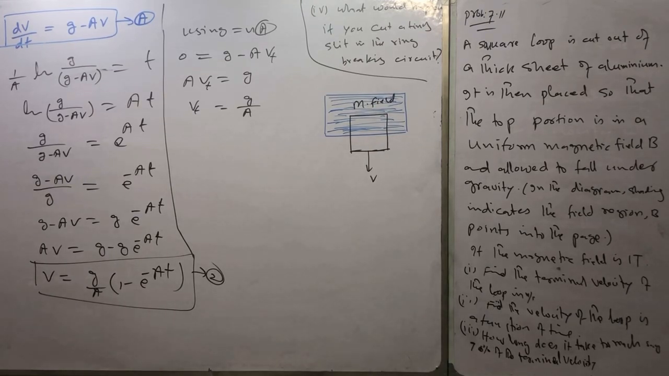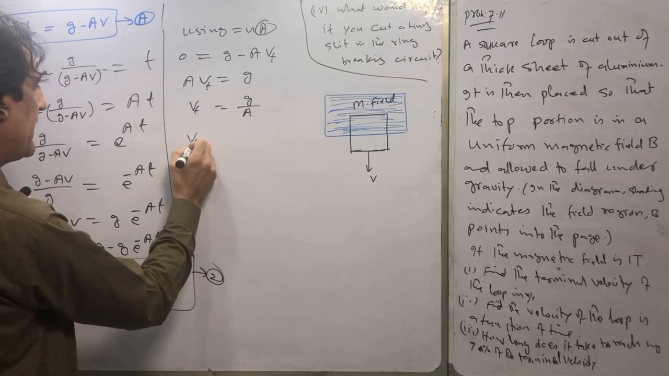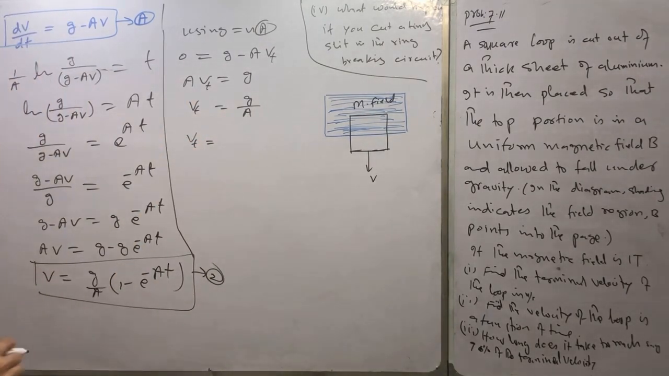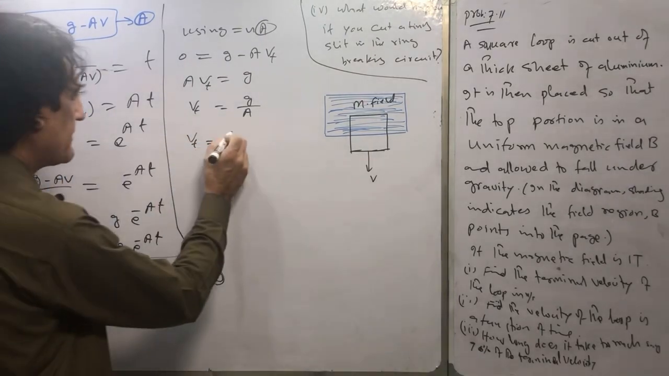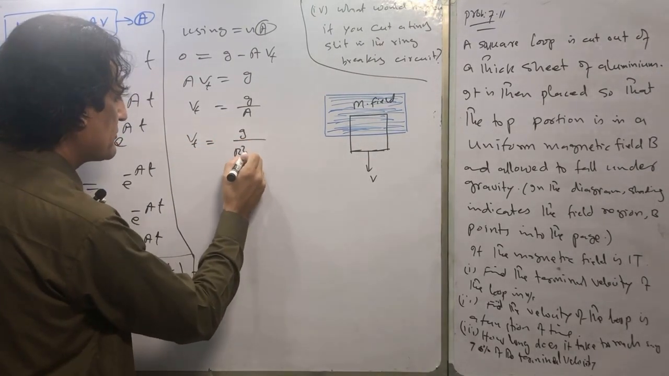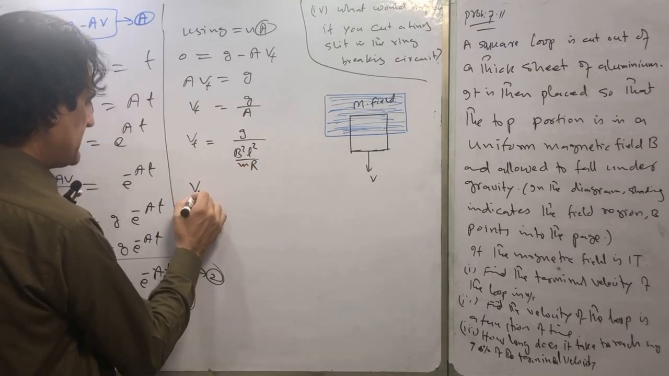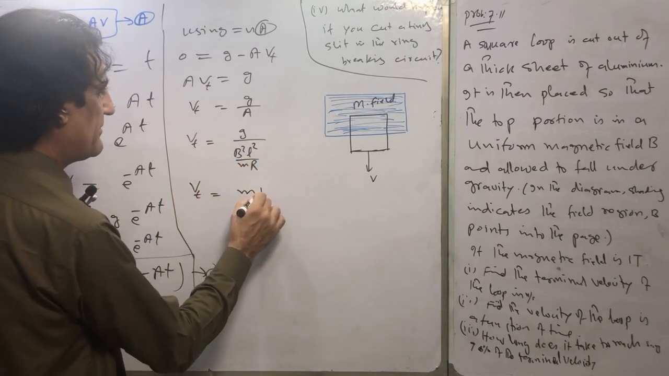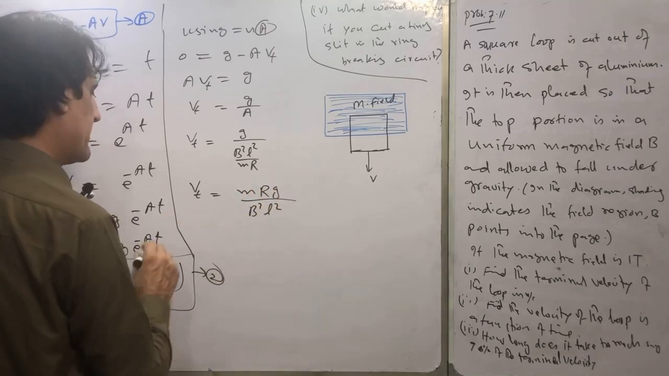Putting in the value of a, which we assumed earlier to be B²L²/(mR), we have vt = g divided by B²L²/(mR), which gives vt = mRg/(B²L²).